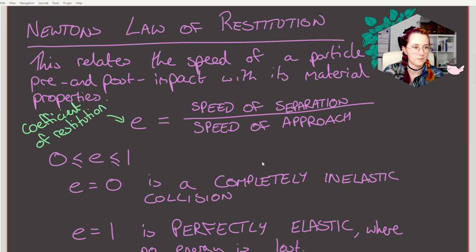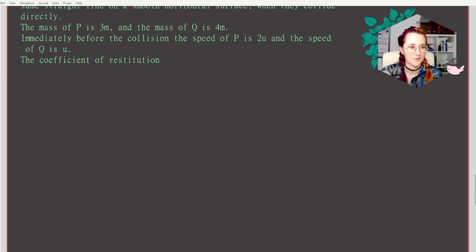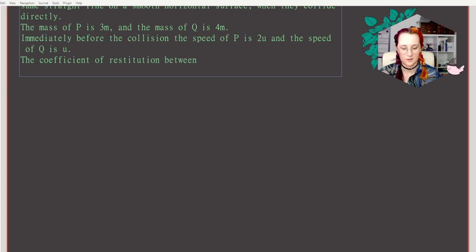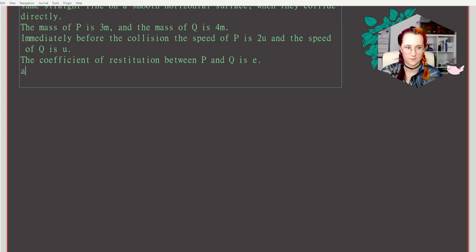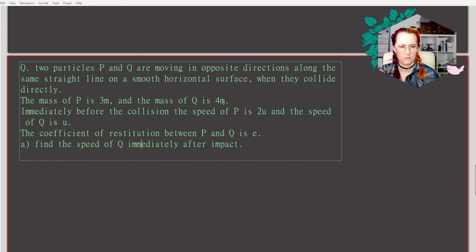I still have the shape recognizer on, that's why that was doing that. Okay, so part A of this problem. How on earth do you spell immediately? Who knows?